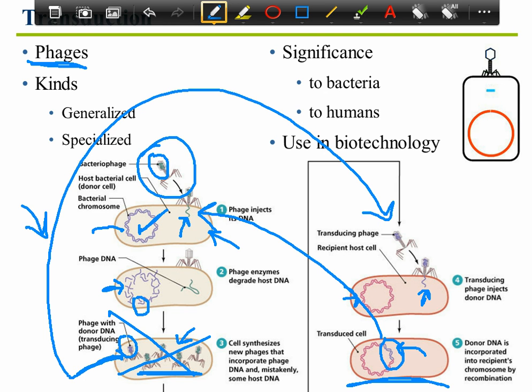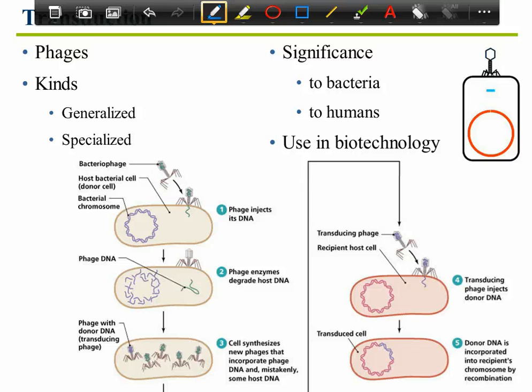We're not going to get into the two kinds, generalized versus specialized. Again, this is going to come up in the biotech chapter. It's used in recombinant DNA technology to engineer cells, but it also happens in nature because there are a lot of bacteriophages, viruses that infect bacteria. So this is not an odd thing to happen.